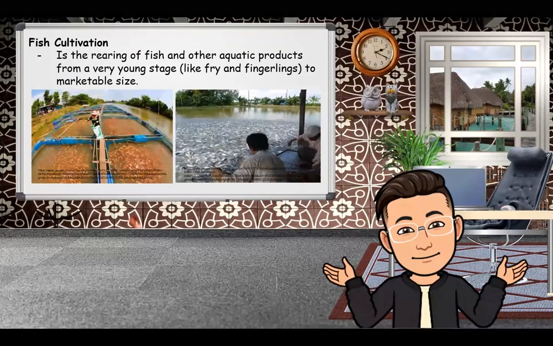Next is what we call fish cultivation. When you say fish cultivation, this is the rearing of fish and other aquatic products from a very young stage like fry and fingerlings to marketable size. It is done in fresh, brackish water and marine waters in many of the rearing contraptions or structures.